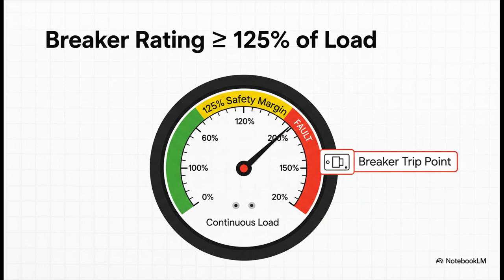For any load that's going to be running for a while, say 3 hours or more, we need to build in a safety buffer. The rule of thumb is to pick a breaker that's rated for at least 125% of your load. This isn't random. It stops the breaker from tripping just because it gets a little warm during normal operation, but it will trip instantly when there's a real problem.